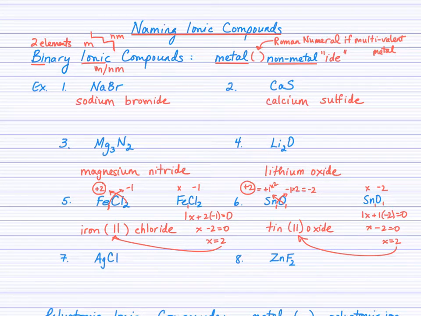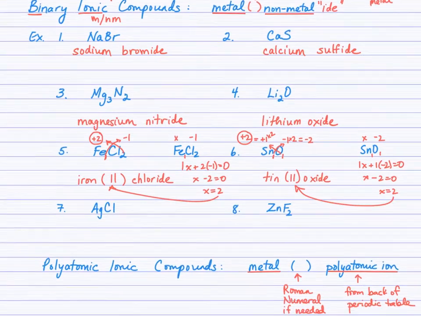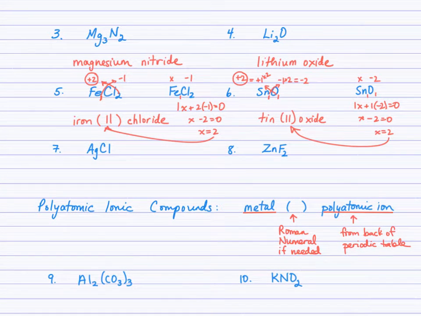So you can either uncross, check the negative ion charge. If it's not correct, fix it and do the same thing to the metal charge, or you can set up an algebraic equation and solve. Okay, you'll get more practice as you do worksheets. Number 7 and 8 I put in here just to remind you, just to trigger your memory.